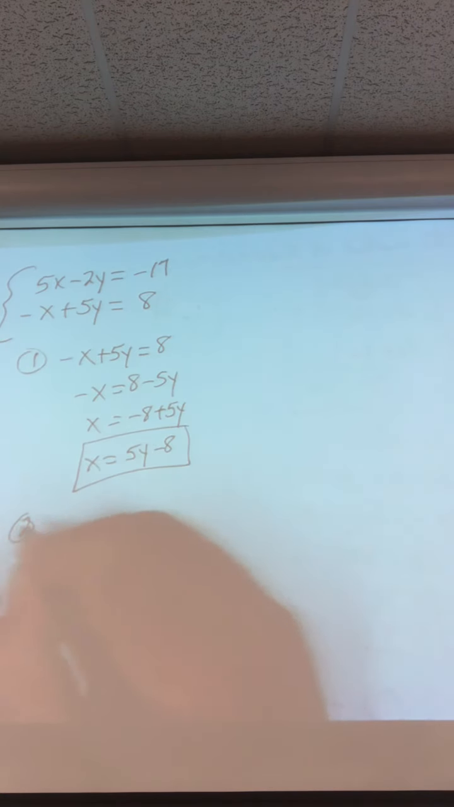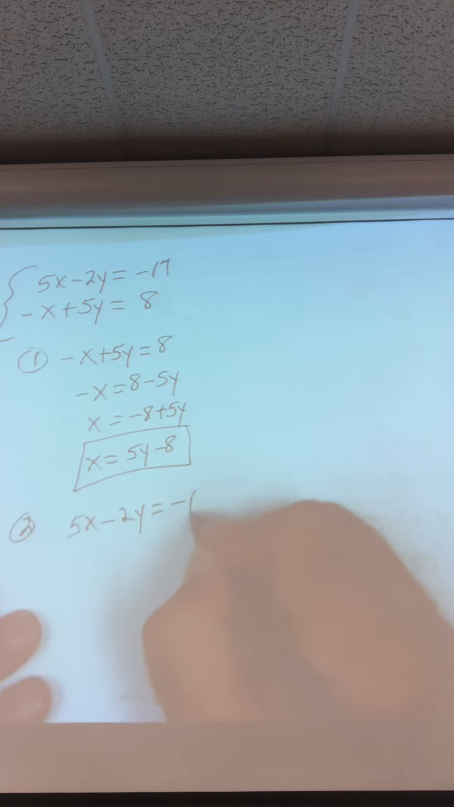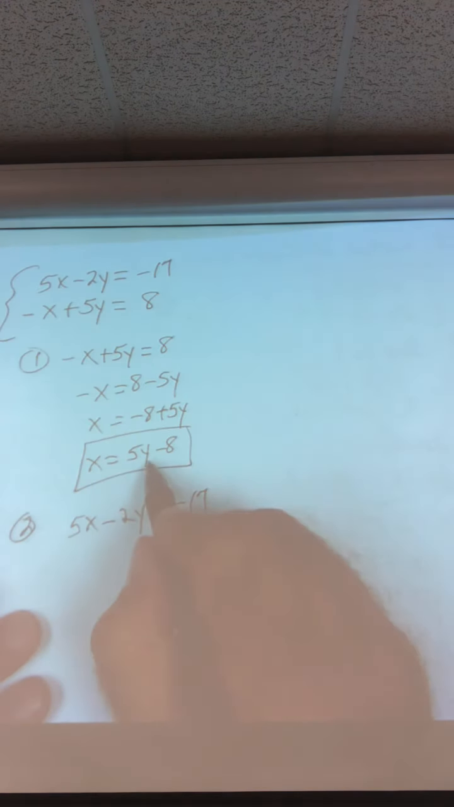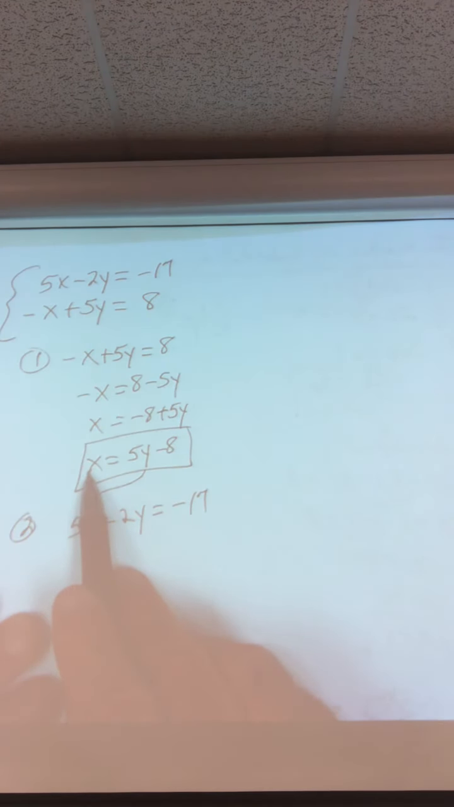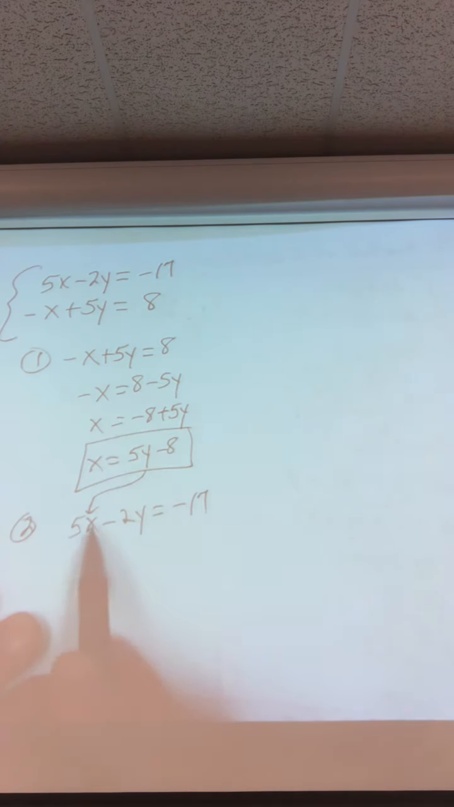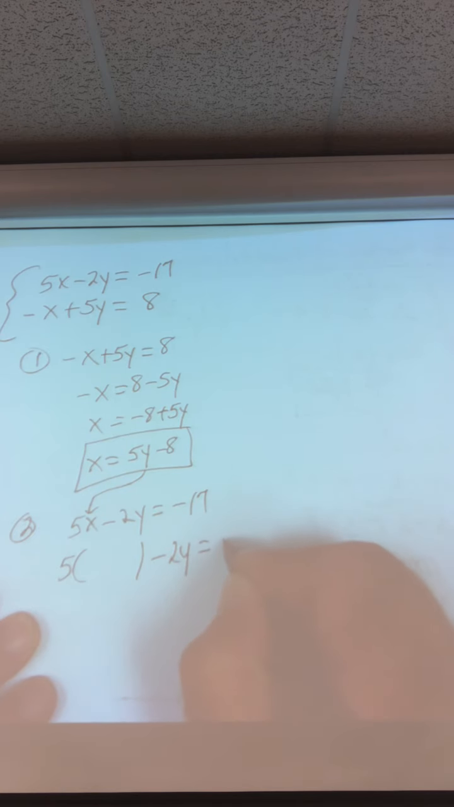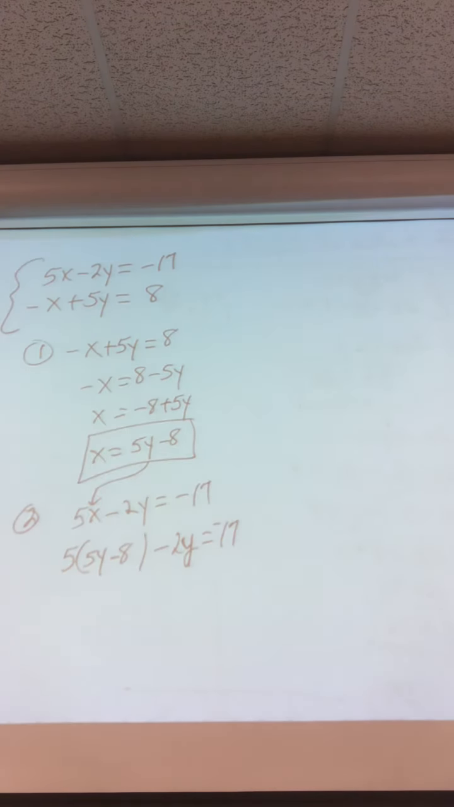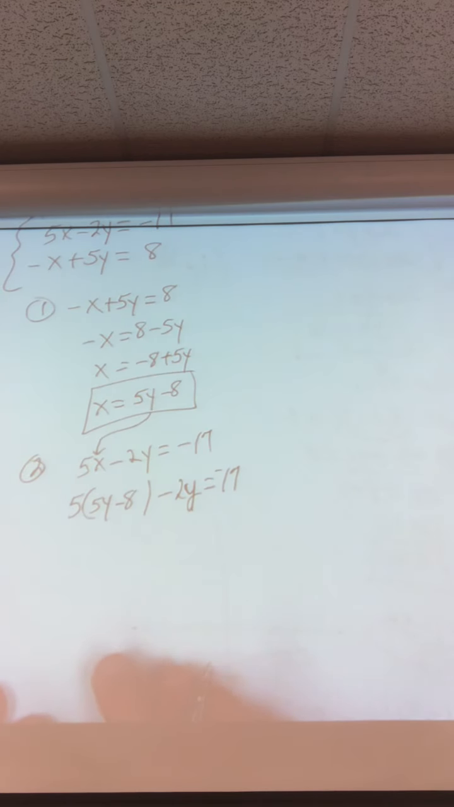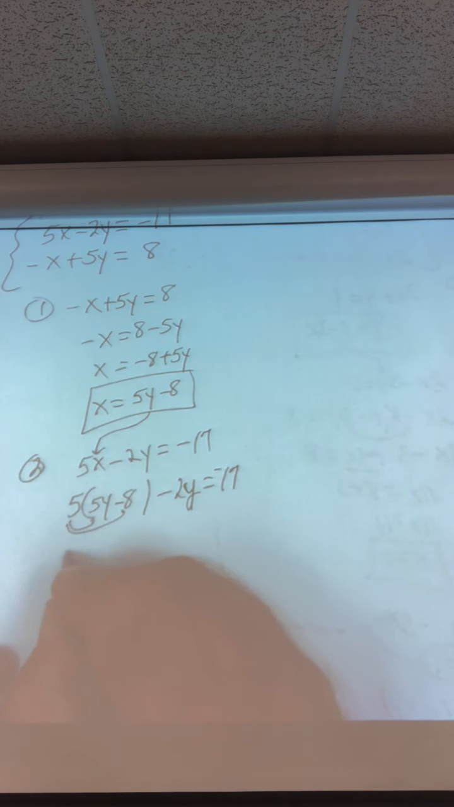Now, step 2. Go to the unused equation. That's the top one. Now, I'm going to plug this in for x, because we solved for x. All right, so put 5y minus 8 right here. But when you do, leave everything else the same and replace the x with 5y minus 8. Put it in parentheses. Now, what does the last two words of step 2 say to do? And solve. So I'm going to distribute.